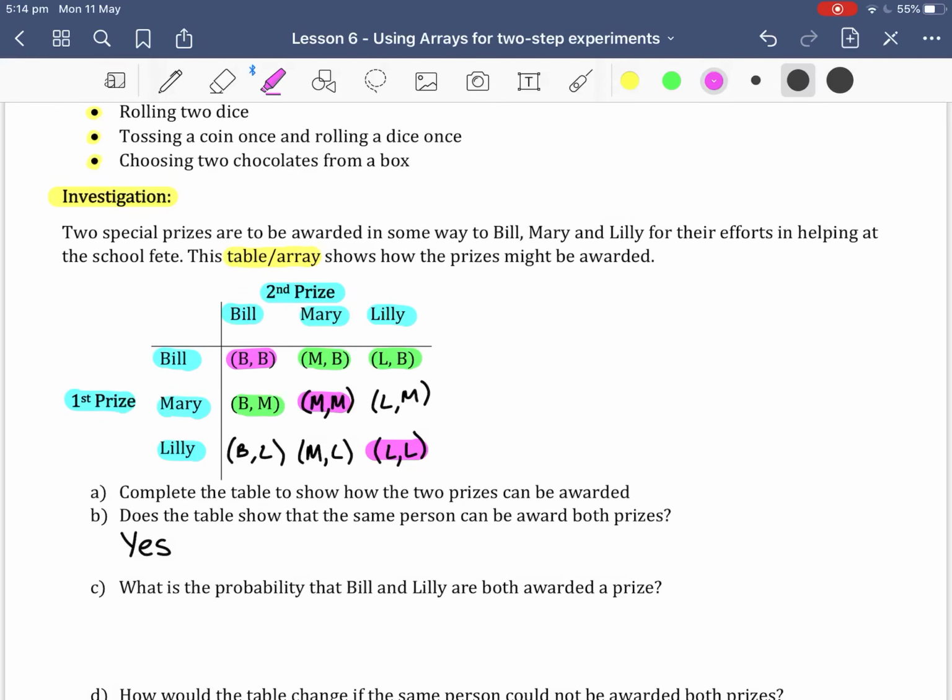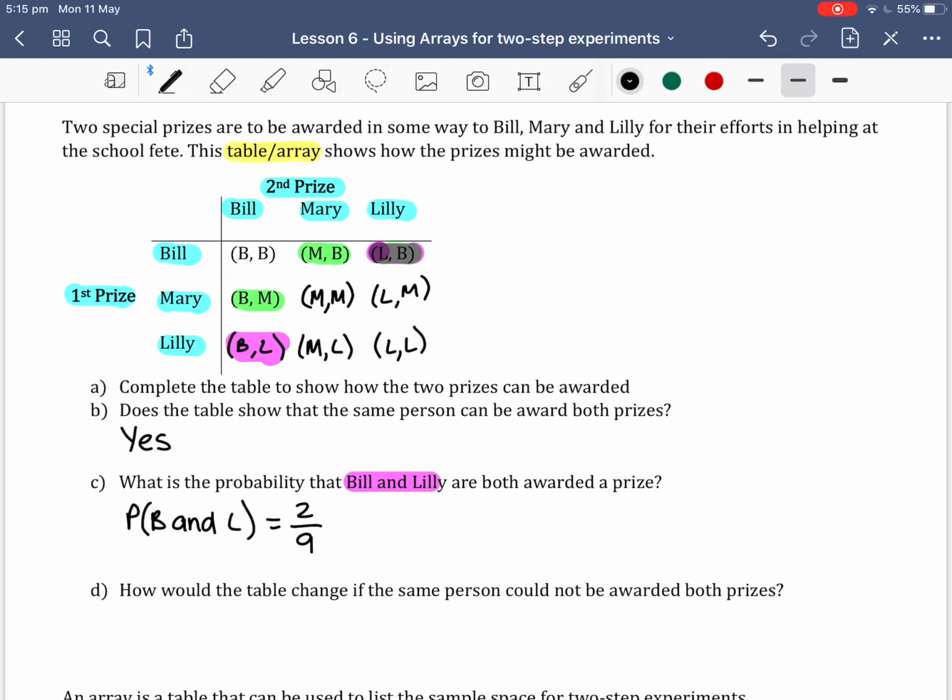So what is the probability that Bill and Lily are both awarded a prize? So if we have a look, for Bill and Lily to both be awarded a prize, we'd need the Lily and Bills to be here. So there are 2 times that Lily and Bill are awarded a prize. So the probability of Bill and Lily is 2 over a total of 9.